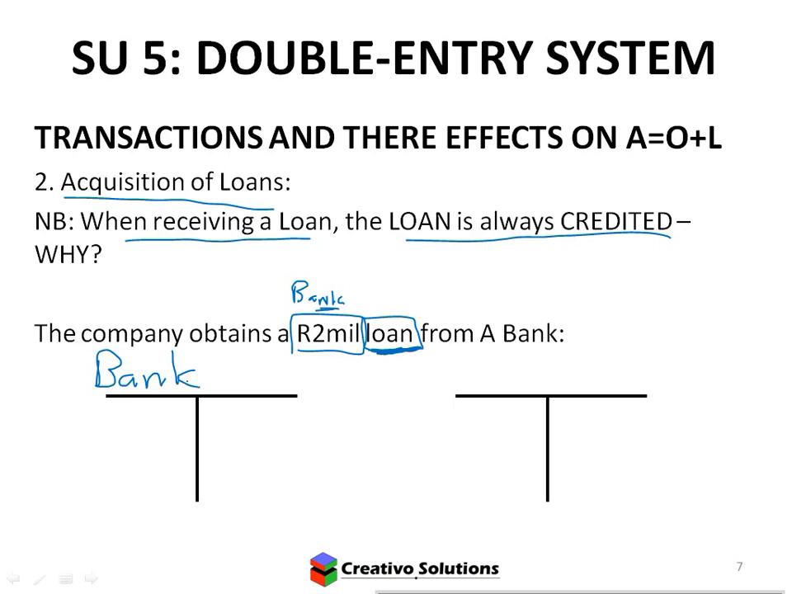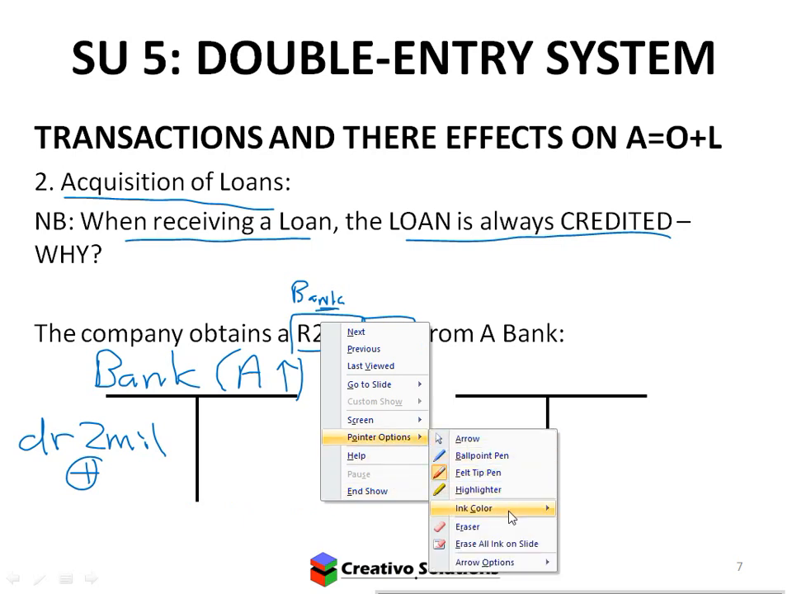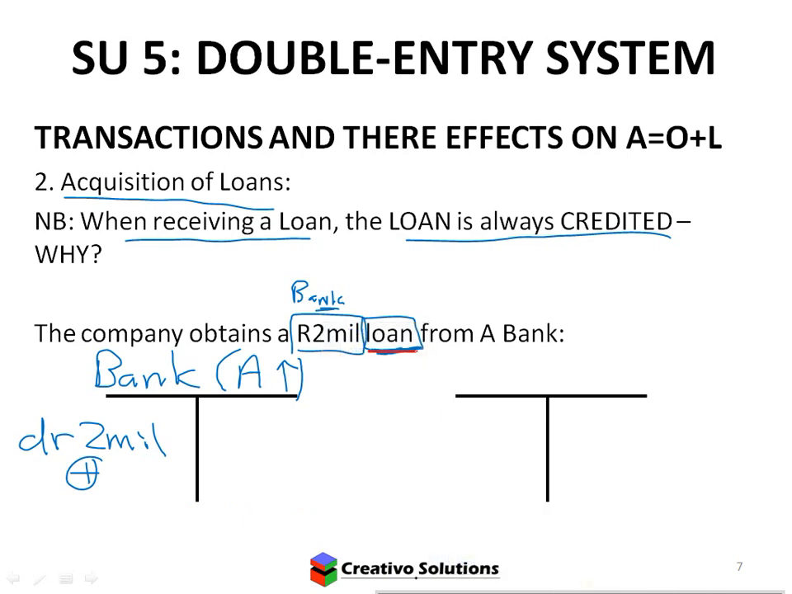Well, let's first ask ourselves, what is it? Bank is what type of element? An asset. If you're getting a 2 million rand loan, what's going to happen to the bank account? It's going to increase. Where do assets increase? Now look at the rules that we looked at last time. Where do assets increase? On the debit side. So we're debiting 2 million plus. That's the first bit. You guys told me that this stood out, loan.